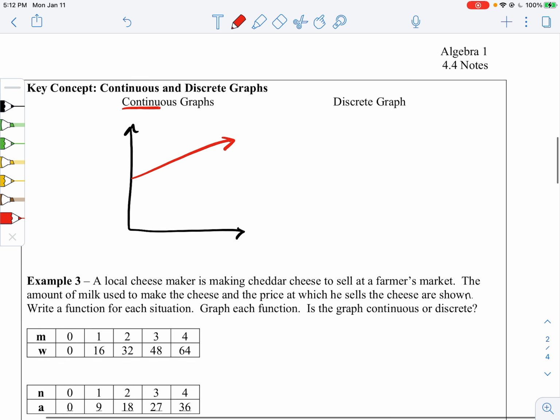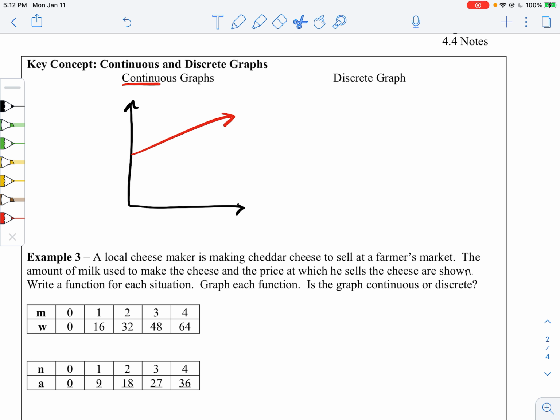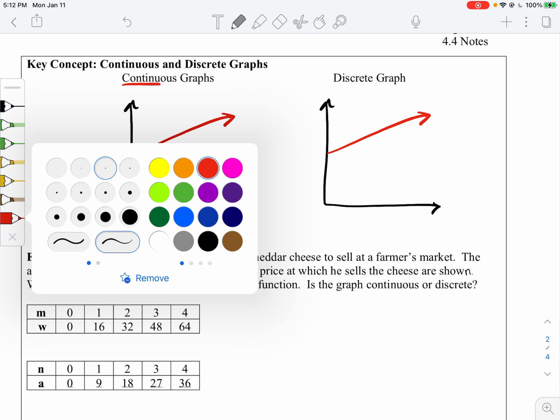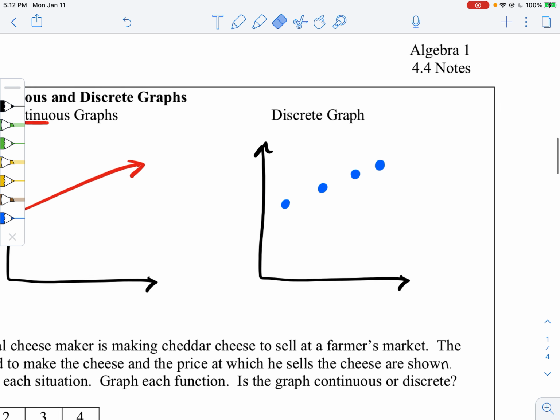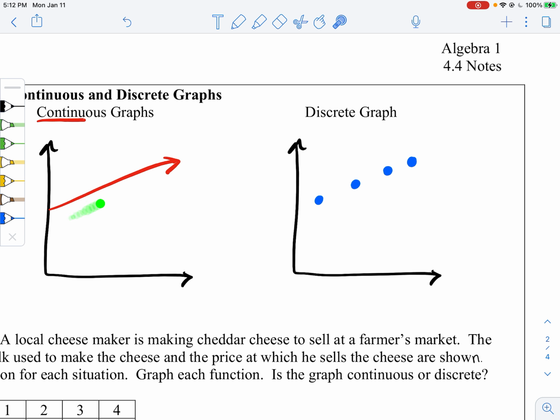Okay? A discrete graph, on the other hand, is similar, but the reason it's called discrete is because the points aren't connected. They're individual points, like that. So it's the same relationship. It's just this one is all connected and this one is separate. So we say it's discrete or continuous.